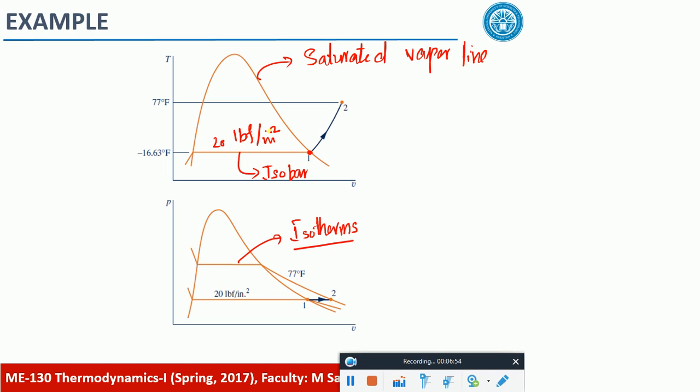Now the point is, how can I determine temperature? I mean, this is the pressure. Okay, fine. This isobar is giving me a pressure of 20 pound force per inch square. Now, how can I find out the temperature on this isobar, or let's say for this state 1?